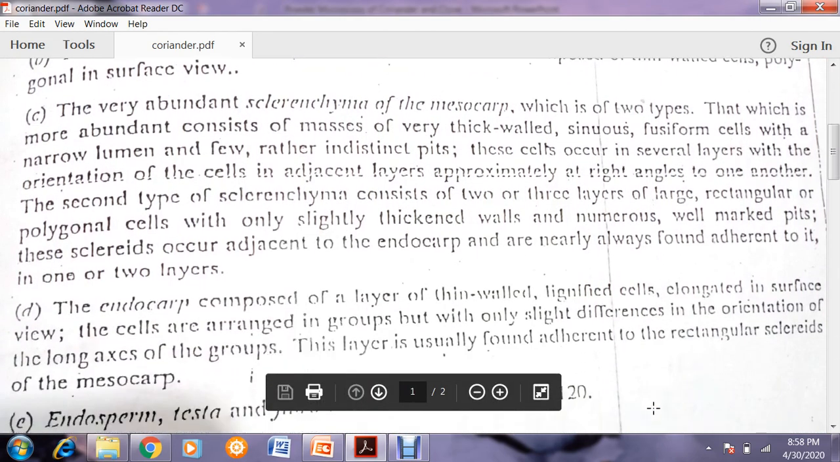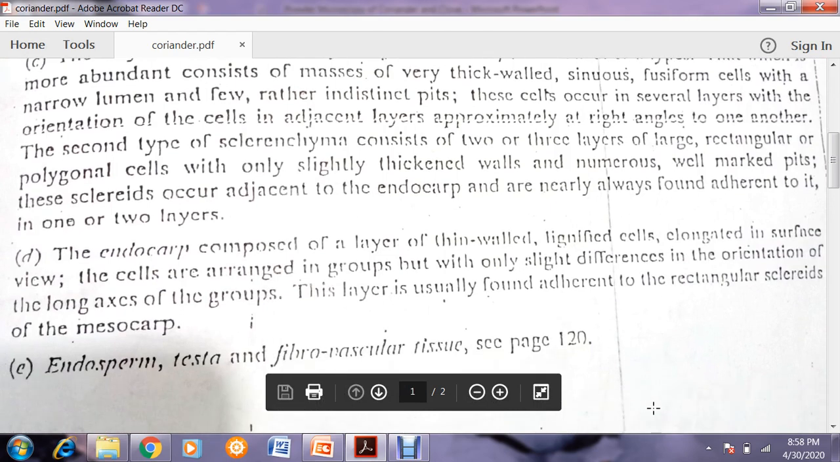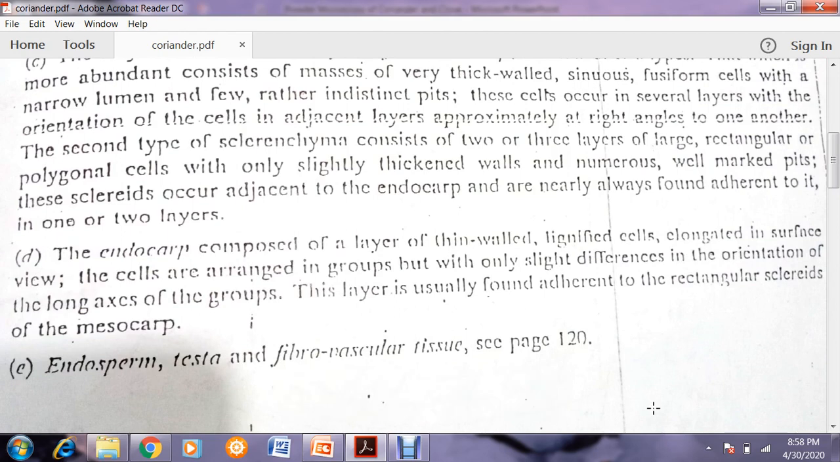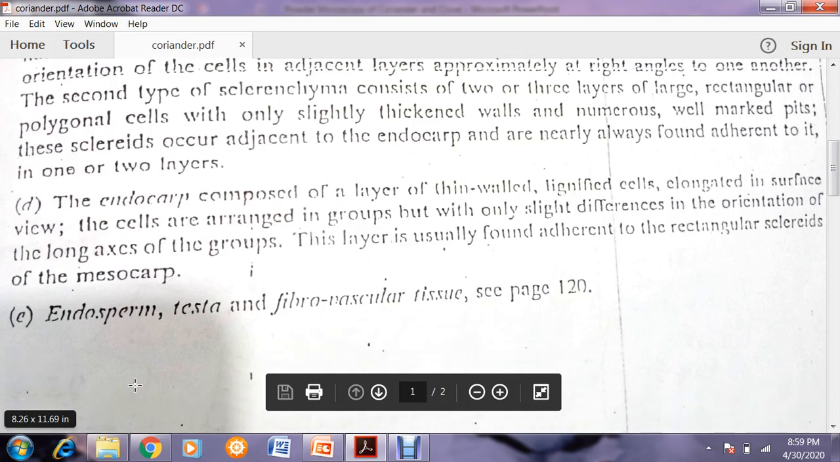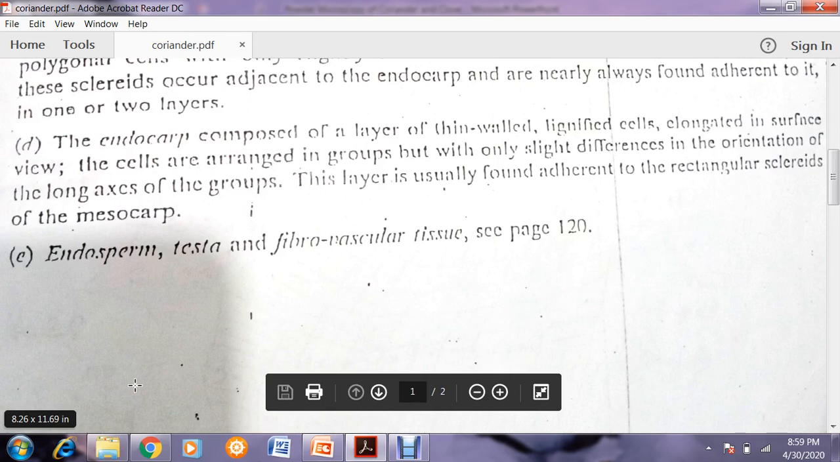Now the fourth one, obviously D, is the endocarp, the innermost layer. The endocarp is composed of a layer of thin walled lignified cells, elongated in surface view. The cells are arranged in groups but with only slight differences in orientation of the long axis of the group. This layer is usually found adherent to the rectangular sclereids of the mesocarp. Okay, the endocarp is the innermost layer and it is adjacent to the mesocarp. Now as you all know, the fruit contains the seed, so it also contains the endosperm, testa and fibrovascular tissues.